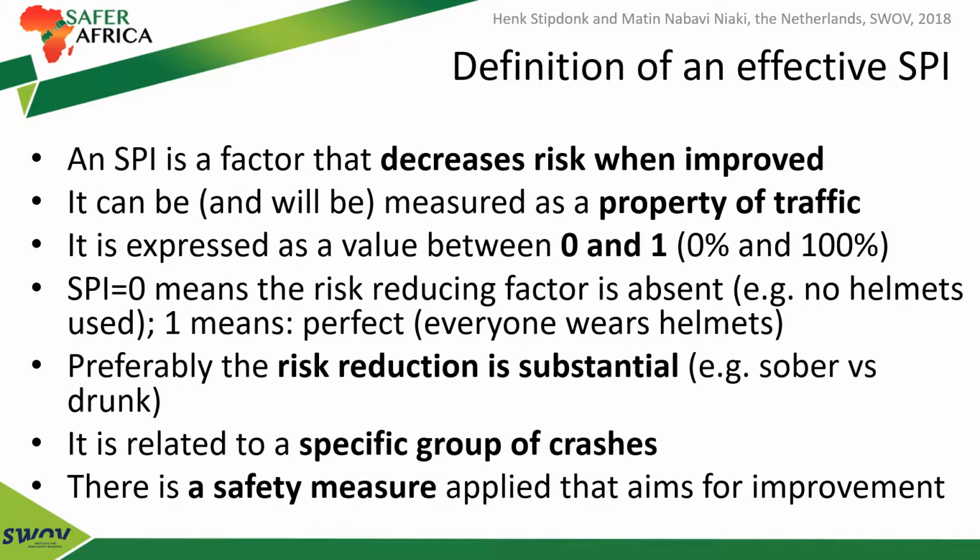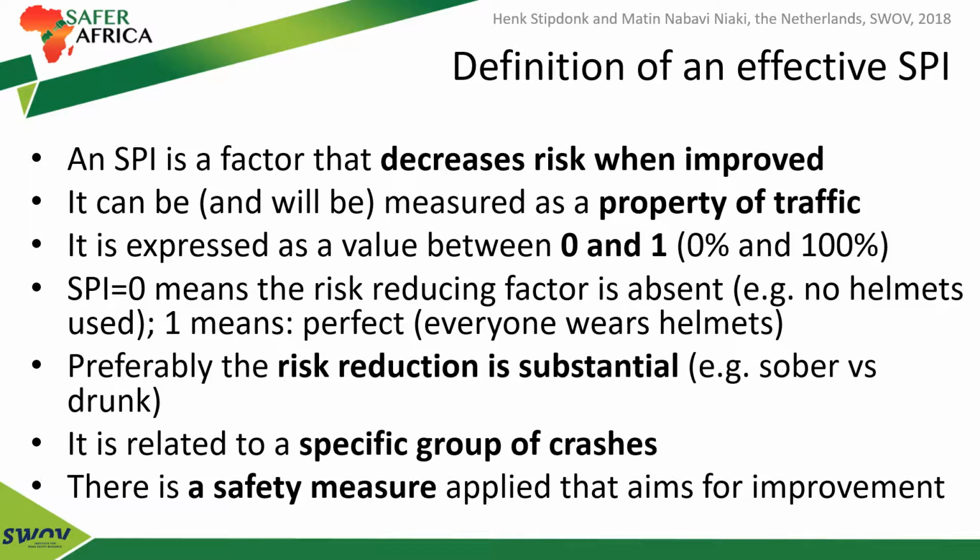Here are the properties of an SPI. It should be a number ranging from 0 to 1, where 0 is a poor performance and 1 means perfect and the problem is solved. The property should tell us something about traffic and not crashes, such as the proportion of powered two-wheelers with a helmet, or the proportion of cars in motorized traffic.